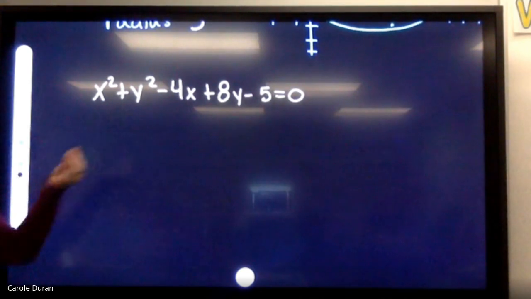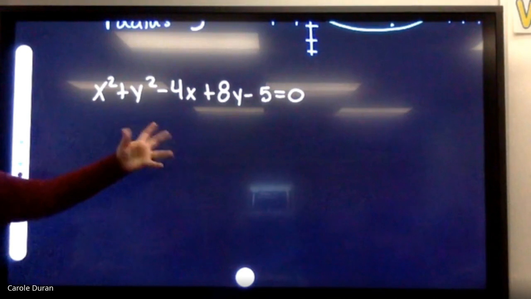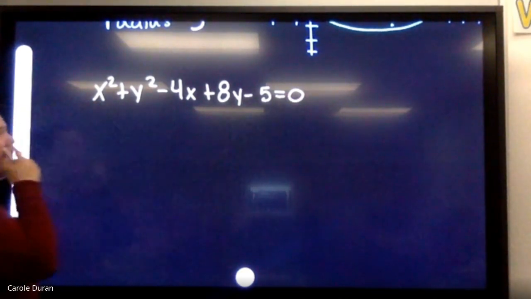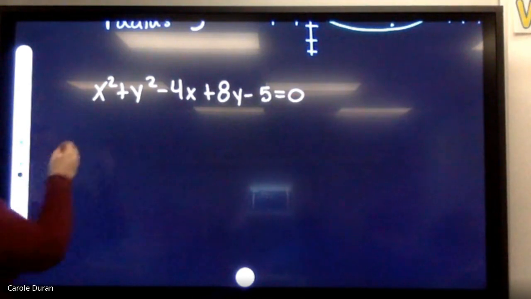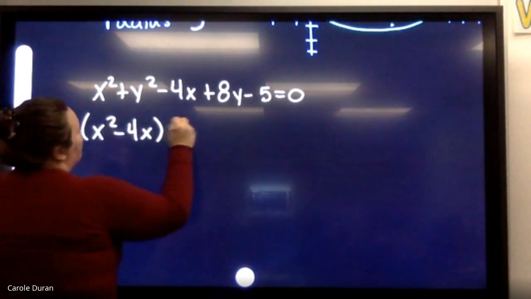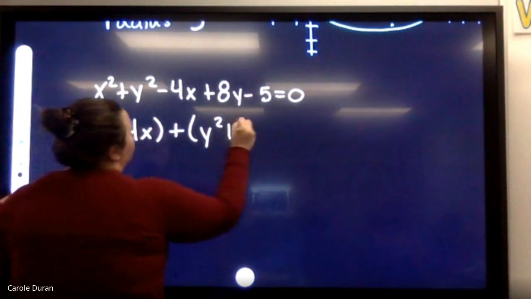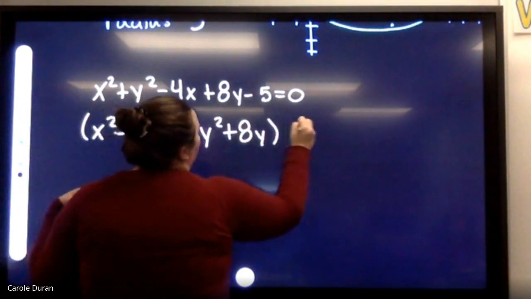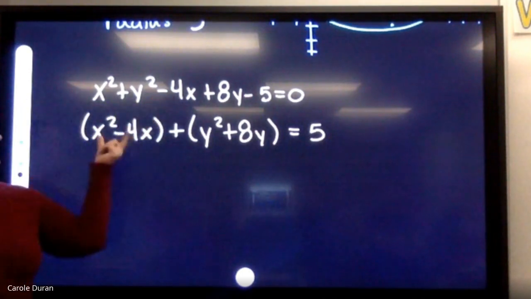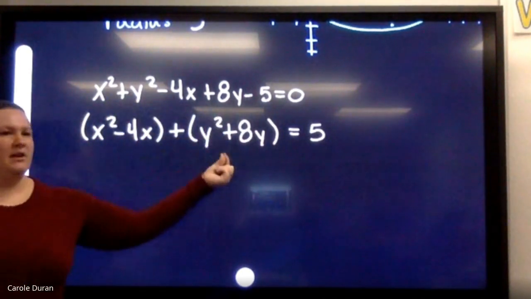I can only have the x's and the y's on the left, and I want to get all the numbers to the right. So I'm going to start by adding this 5 over and grouping my x's together and grouping my y's together. So I'm going to have x squared minus 4x plus y squared plus 8y equals 5. I just put my x's together in a parentheses and my y's together. I just grouped them.